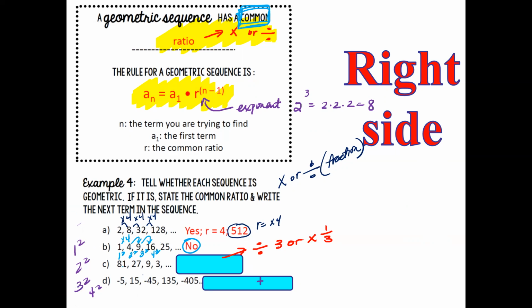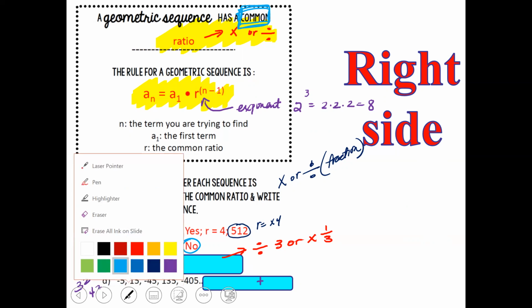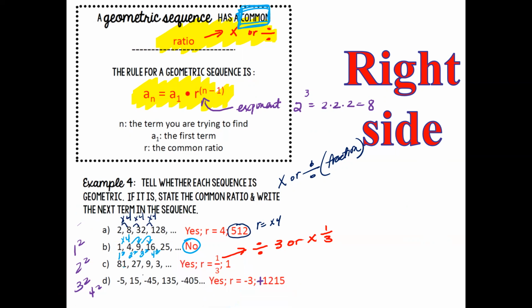All right, next one, 3, 1, 27. It looks like I'm dividing by 3 or multiplying by 1 over 3. So what is 3 divided by 3 for the next term? It's going to be a 1. And yes, it is a geometric sequence.